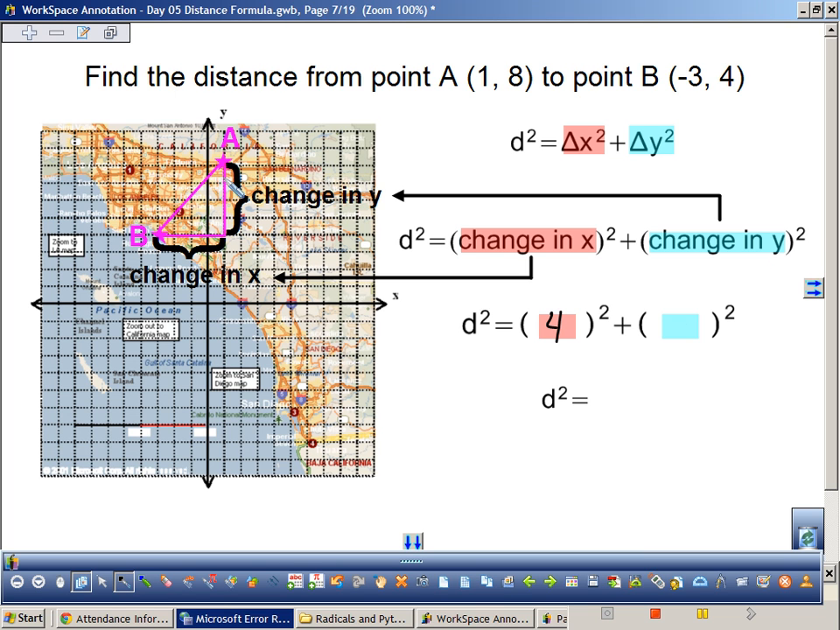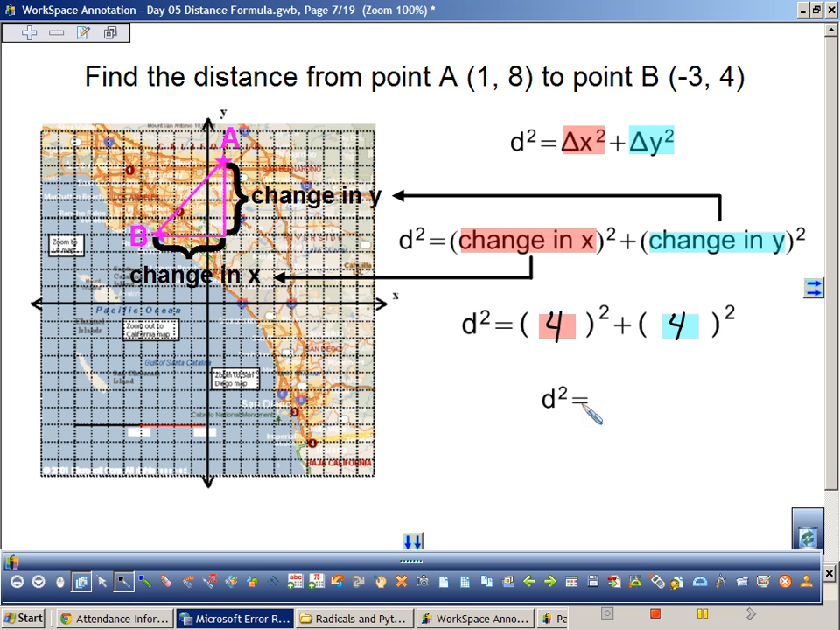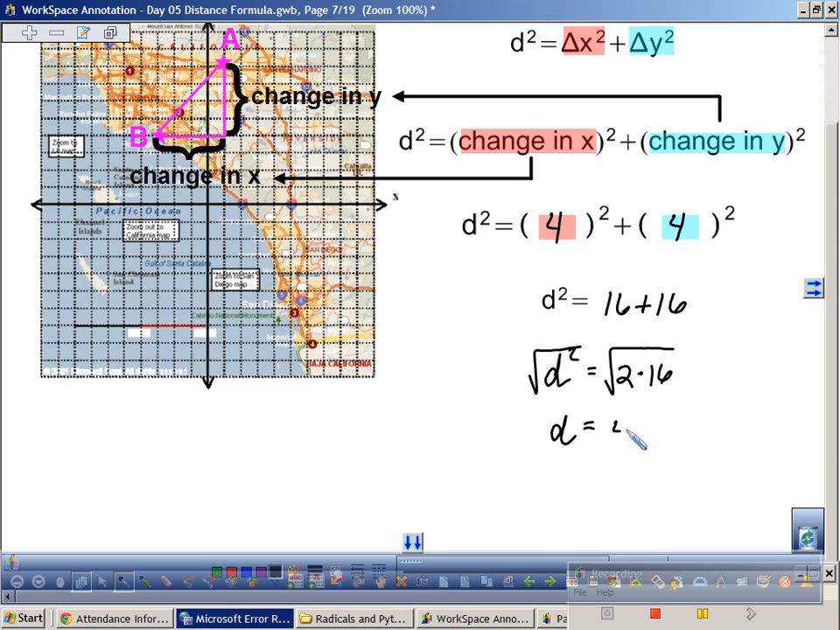What's my change in y? 1, 2, 3, 4. So d squared would equal 16 plus 16. Instead of writing 32, wouldn't it be easy to say that it's 2 times 16? Why would I write that? Because when I take the square root, that 16 simplifies into 4 root 2.